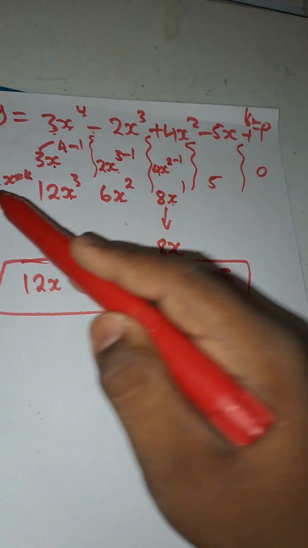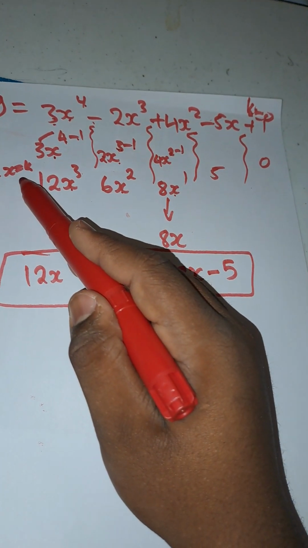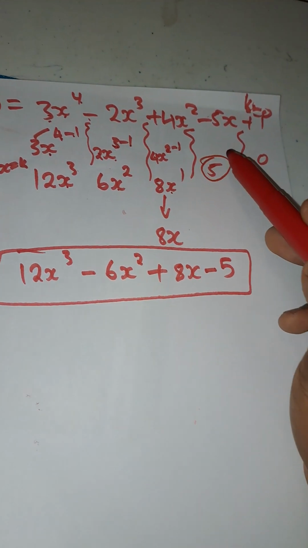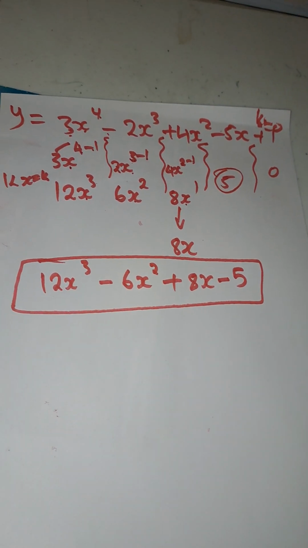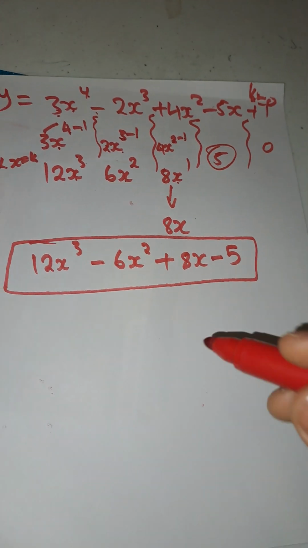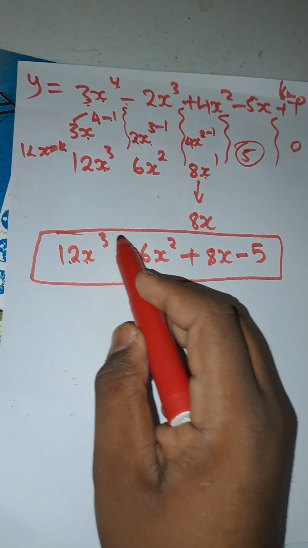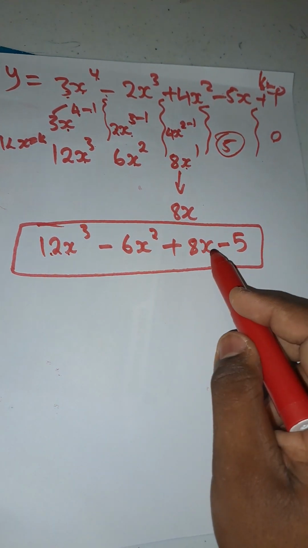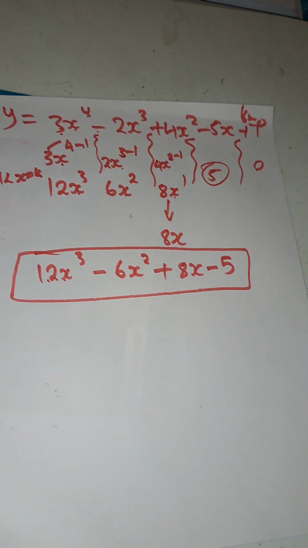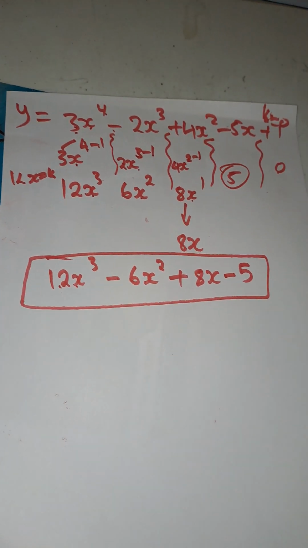The next one, kx is equals to k, so my answer will be 5 only. The last one, k is equals to 0, the derivative of a constant is equals to 0, and I put 0 there. So my answer will be 12x cubed minus 6x squared plus 8x minus 5. We are done. You get your 3 marks there. You see how it goes.